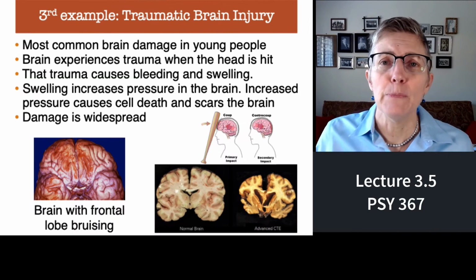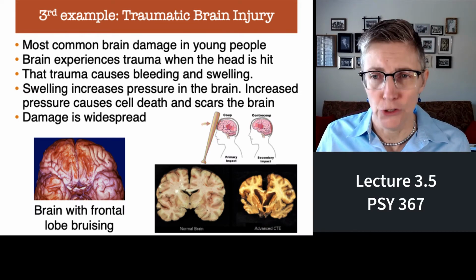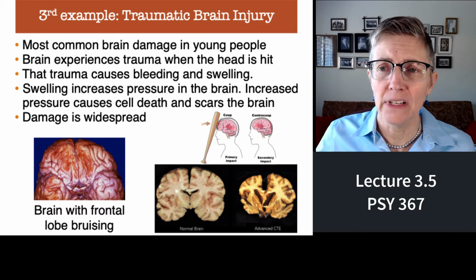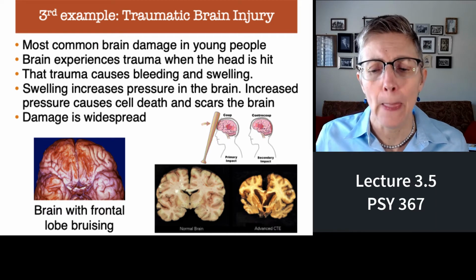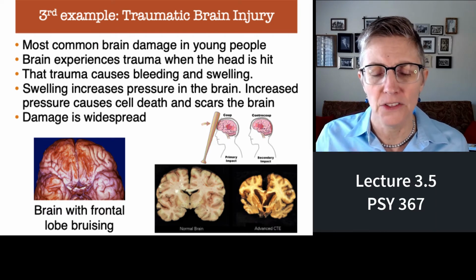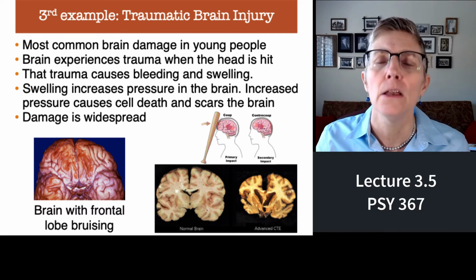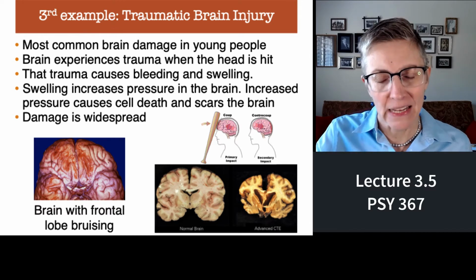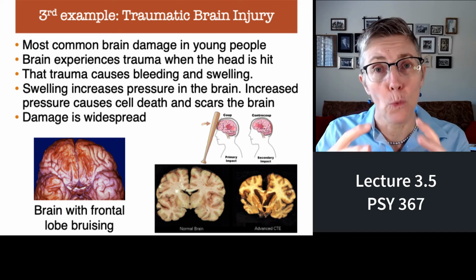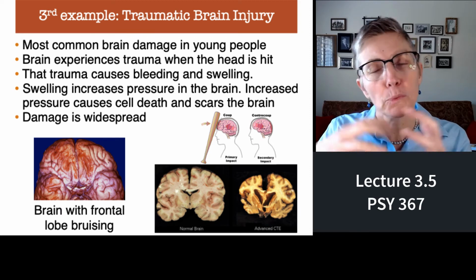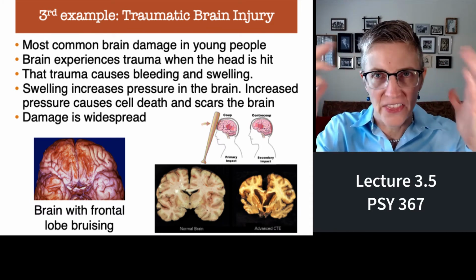The third type of brain disease I want to talk to you about is traumatic brain injury. It is the most common kind of brain disease that occurs in young people, and it's said to occur when you have been hit in the head very hard or repeatedly, and that being hit in the head causes your brain to swell. And when your brain swells, it can only swell so far because we have this thick skull.